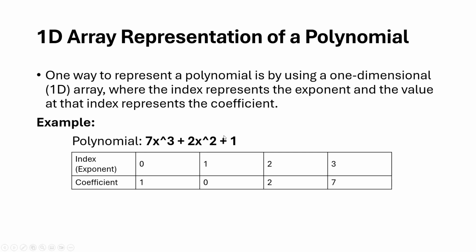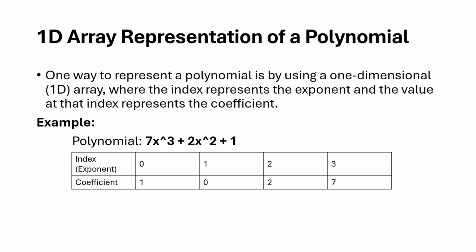Next, we should have x to the power 1. So this term is not present in my polynomial, but I can say there exists x to the power 1 and it is written like this: plus 0 into x to the power 1. So that's why in the first index, we can store the value 0. So that is the coefficient of x to the power 1.